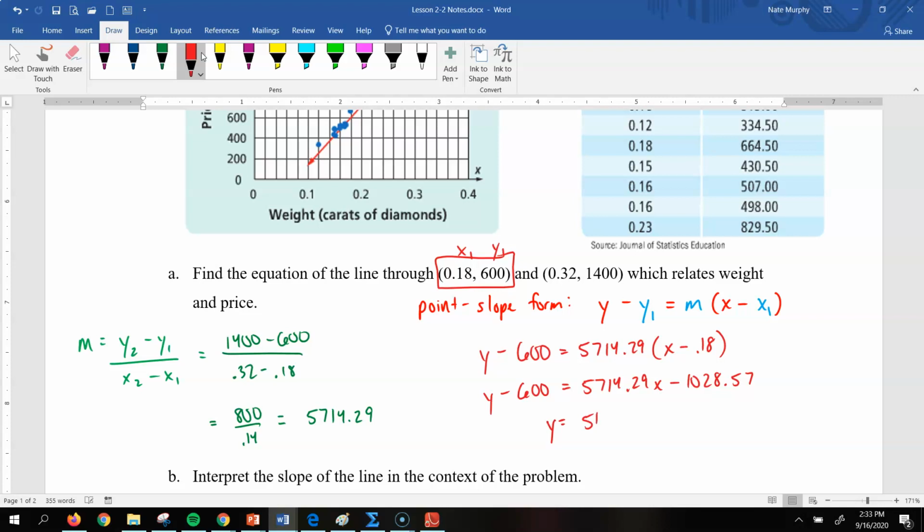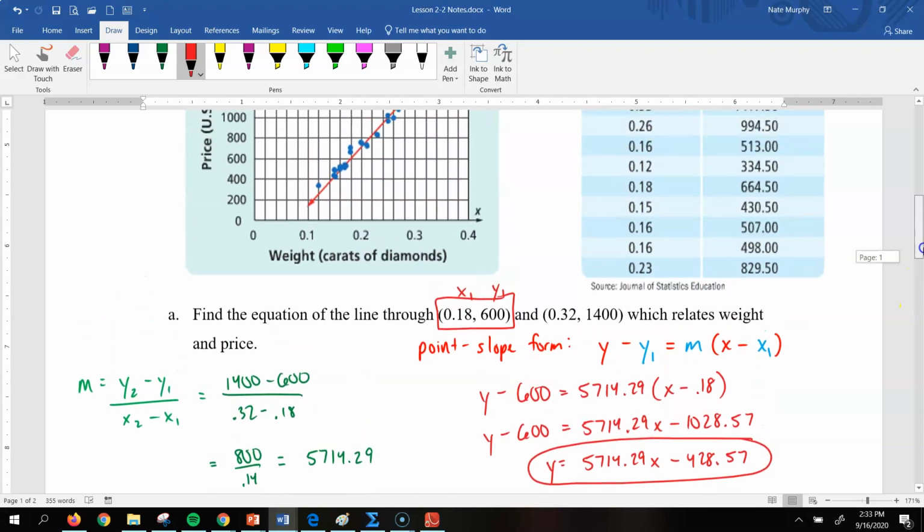Oops, it's supposed to be a 7 there. $5,714.29x. And then this would be minus 428.57. That's our equation that we could use to model that problem.